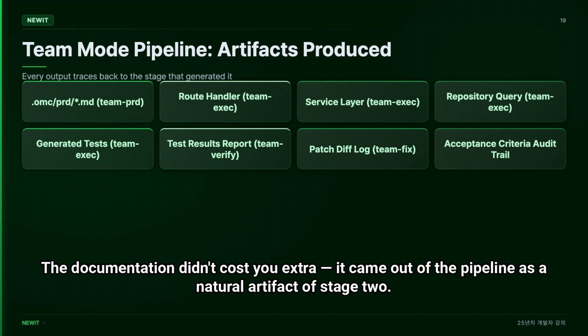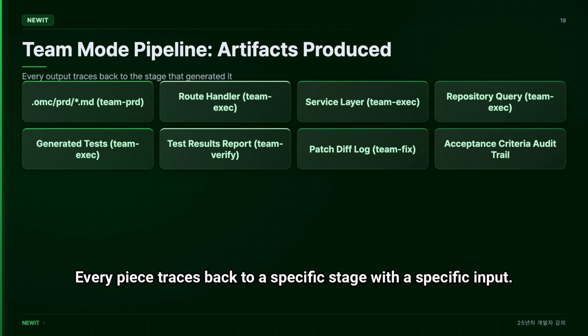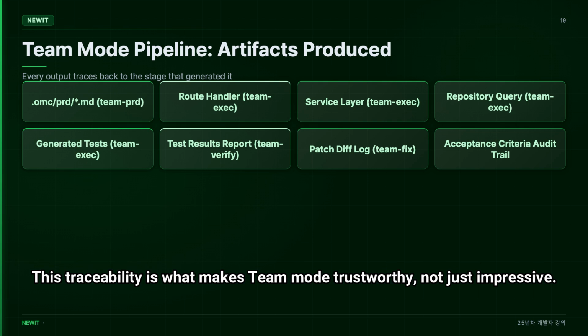The documentation didn't cost you extra. It came out of the pipeline as a natural artifact of stage 2. The tests didn't cost you a separate prompt. They came from the execution agent reading the acceptance criteria. Every piece traces back to a specific stage with a specific input. This traceability is what makes team mode trustworthy, not just impressive.